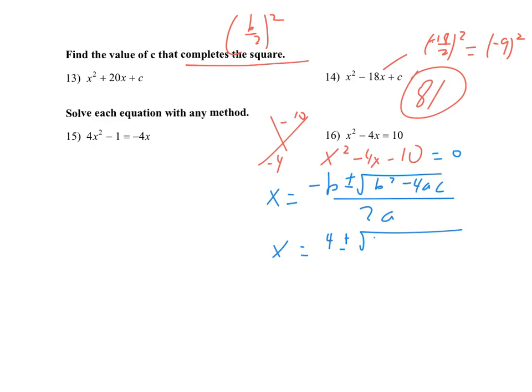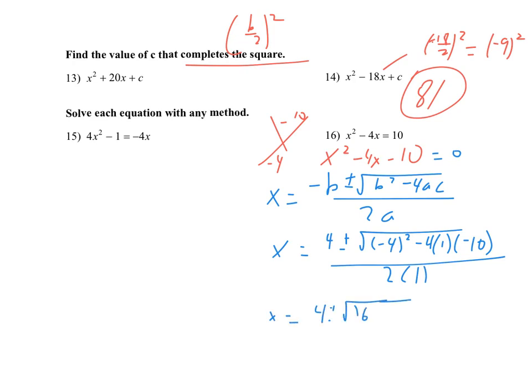Plus or minus the square root of negative 4 squared minus 4 times 1 times negative 10 all over 2 times 1. So that'll be 4 plus or minus the square root of 16. And then negative 4 times 1 is negative 4. And then times negative 10 is positive 40. And then that's all over 2. So this will be 4 plus or minus the square root of 56 all over 2.